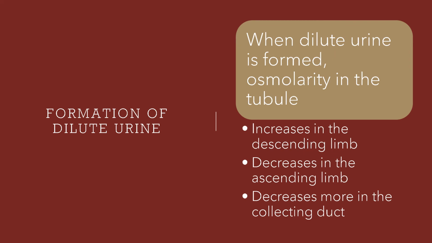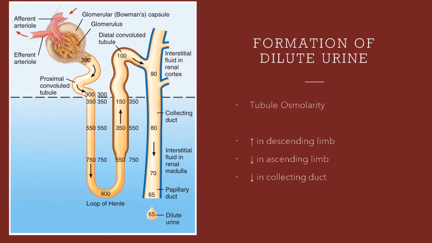When dilute urine is being formed, the osmolarity of the fluid in the tubular lumen increases as it flows down the descending limb, and it decreases as it flows up the ascending limb of the nephron loop, and then it decreases even more as it flows through the rest of the nephron and the collecting duct. So this figure here shows the formation of dilute urine.